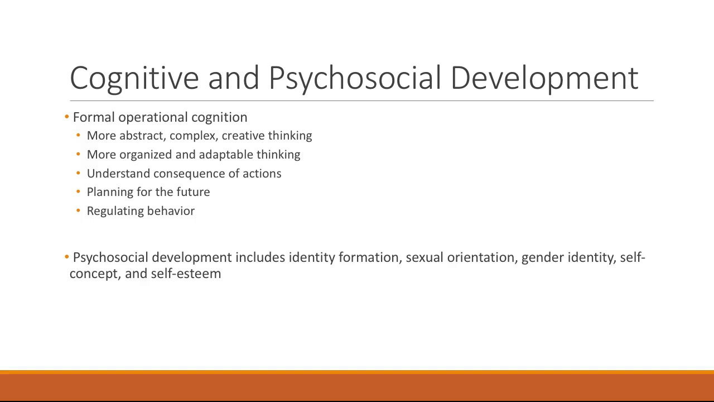Psychosocial development is an important aspect of adolescence. During this phase of life, teens begin to establish a sense of identity, as well as formulate sexual orientation, gender identity, and self-concept. The text or the chapter that you're reading for this week expands on each of these concepts in greater detail.